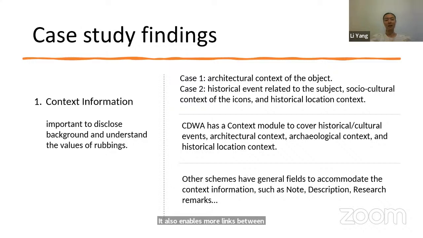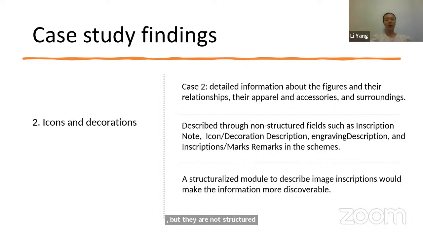CDWA has a context module to cover historical, cultural event, architectural context, archaeological context, and historical location context. But other schemes only have general fields to accommodate the context information, such as note, description, research remarks, but they are not structured. Next, the brass rubbing case shows detailed information about the figures and their relationships, their apparel and accessories, and their surroundings.